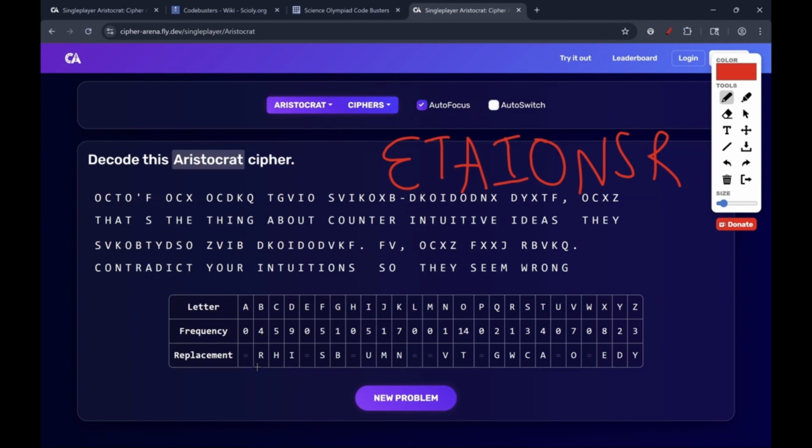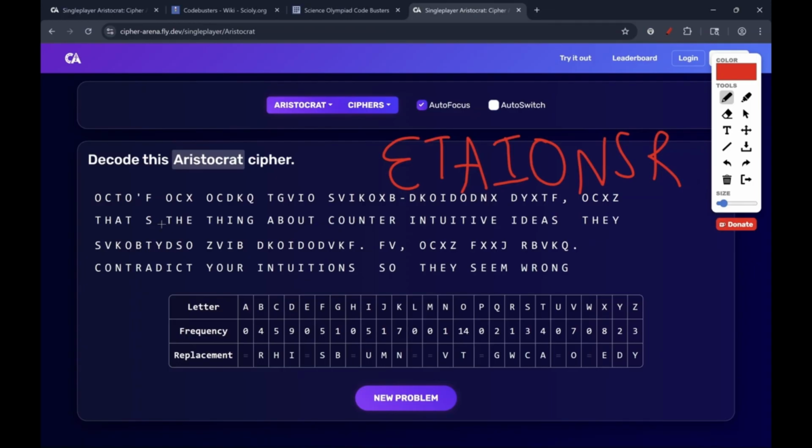Now, one of the most important things that you need to understand in order to get good at solving aristocrats quickly is understanding that patterns are one of the main things that you can use to your advantage to quickly figure out what specific letters decode to. And as you solve more and more aristocrats, you're going to be able to notice more and more patterns that help you solve the cipher quicker and quicker.